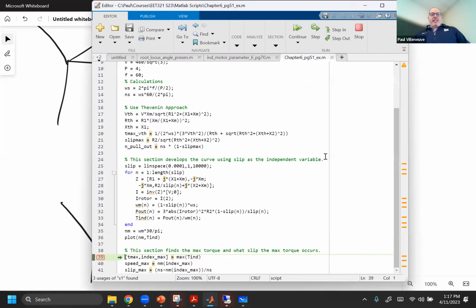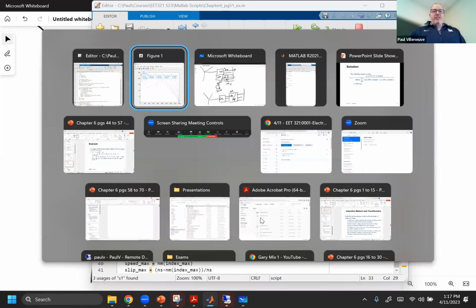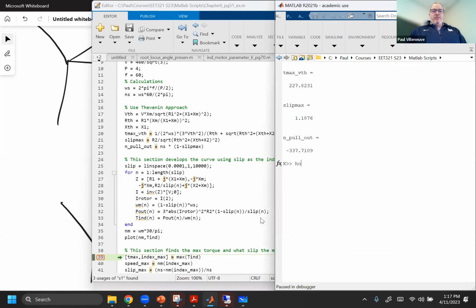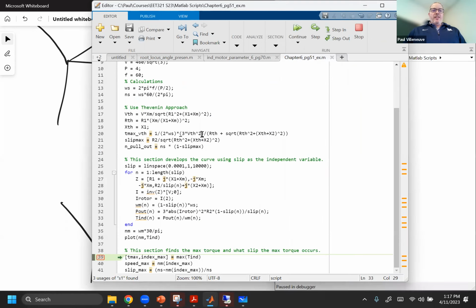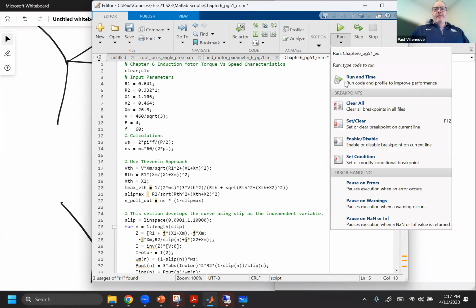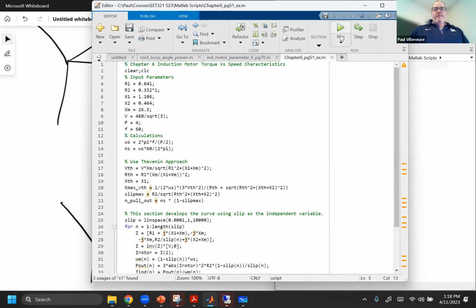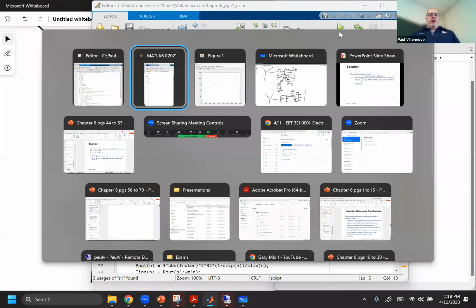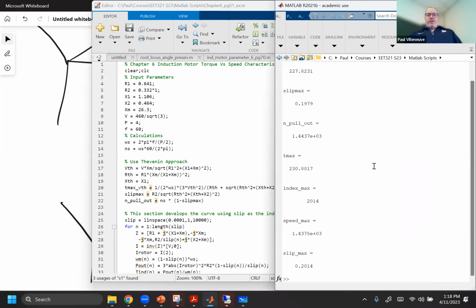Any questions on this MATLAB file? Because the last little thing I did was I just did calculations based on 1, 2, 3, whatever, for slip. So we can go back to MATLAB and release the plot. And then we'll change this back to 1. And run it. And we're going to run the whole thing. And then we'll look for our value of torque.